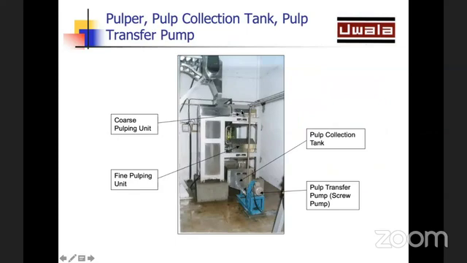Pulper is installed as part of the plant. So we have a coarse pulper and a fine pulper placed one below the other. The output tomato pulp is collected in this tank below, which is a pulp collection tank. And then with the help of a screw pump, we can take it for further processing.